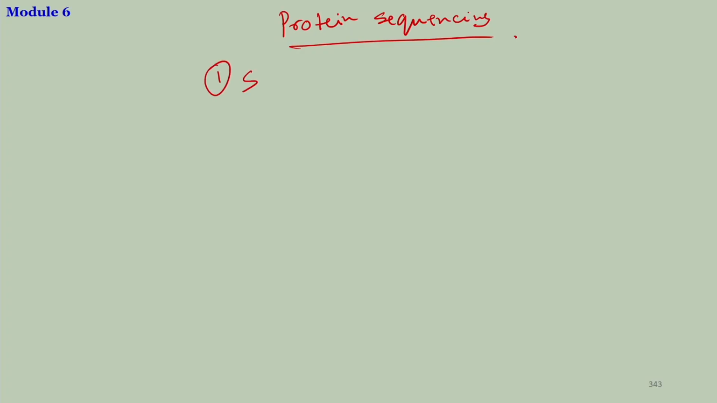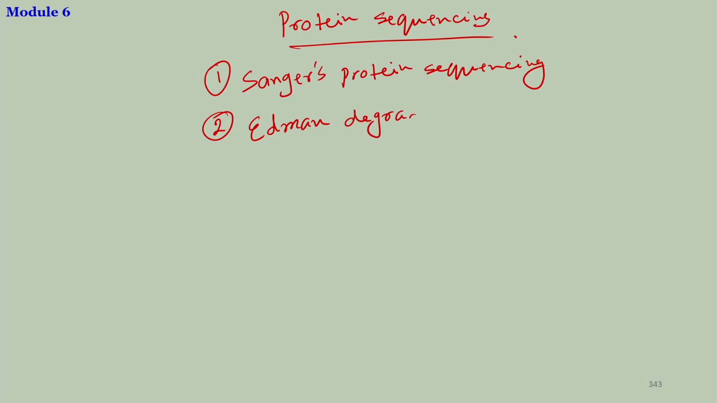So, there are 3 major methods, all are chemical methods used to understand the sequencing of a protein. The first one is, again Professor Sanger came here to our rescue. The first one is called the Sanger method, Sanger protein sequencing. The second one is called Edman degradation. And the third one is not a chemical tool, it is an analytical tool using mass spectrometry.